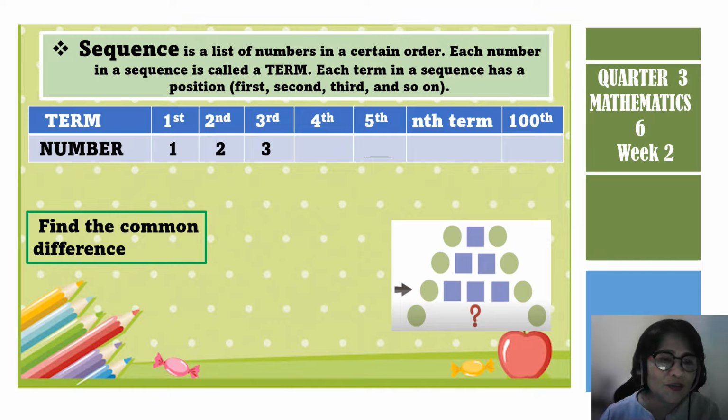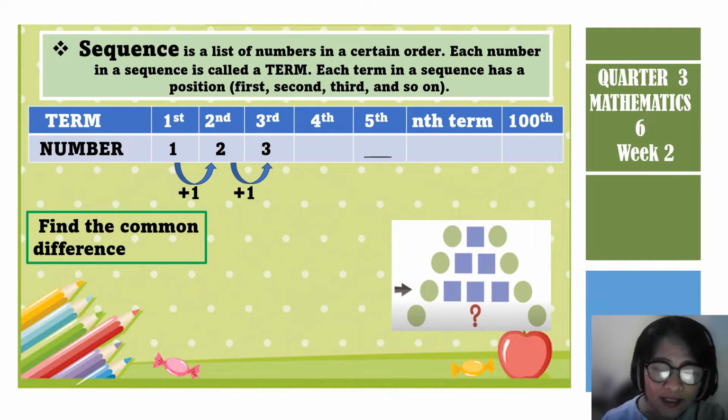So, nakikita nyo dito sa baba, yung first term ay 1, ang second term ay 2. Ano ang ginawa sa first term para magkaroon siya ng 2 sa second term? Tama, dinagdagan ng isa. Then, mula sa pangalawang term, papunta sa third term, dinagdagan na naman ng isa. Kaya, ang ating rule ay adding by 1.